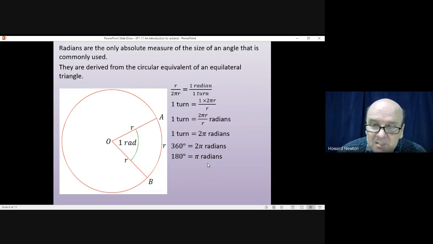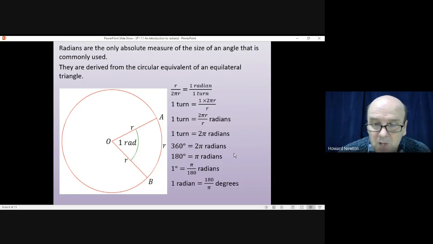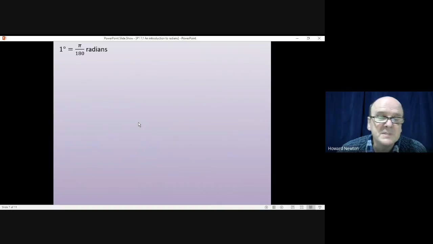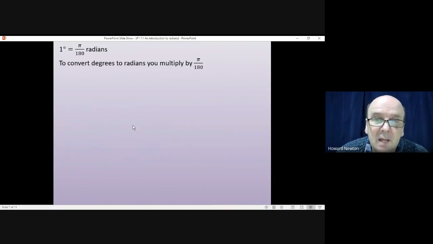Now, rearranging that last one gives us that 1 degree is equal to pi divided by 180 radians, or rearranging it the other way around gives us 1 radian is equal to 180 divided by pi degrees. And it's these two formulas that you use to convert degrees to radians or to convert radians to degrees. So as we said, 1 degree is pi over 180 radians. Well, that means to convert degrees to radians, you have to multiply whatever the angle is by pi over 180. That'll give you the angle in radians.